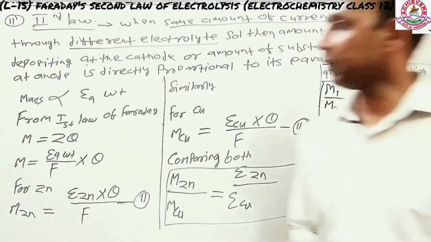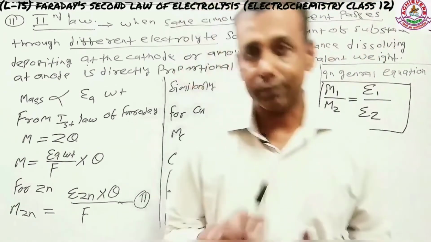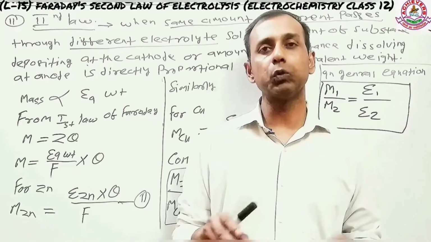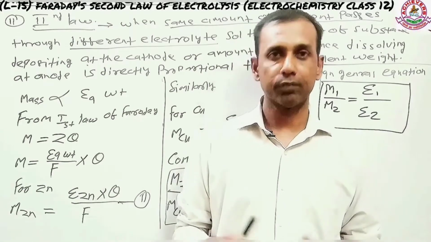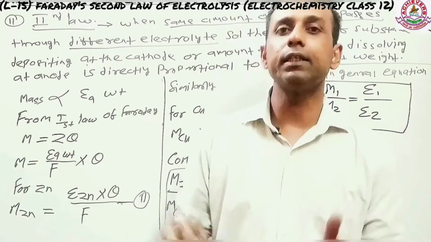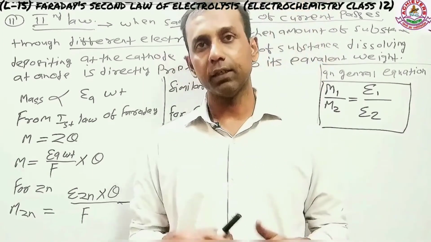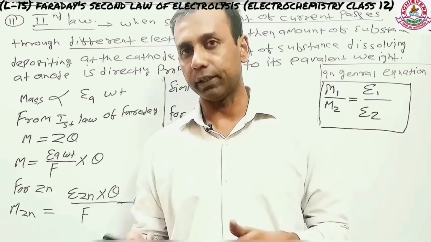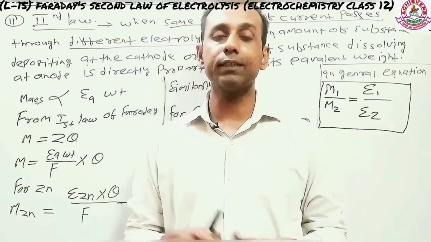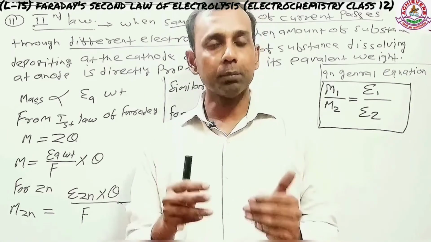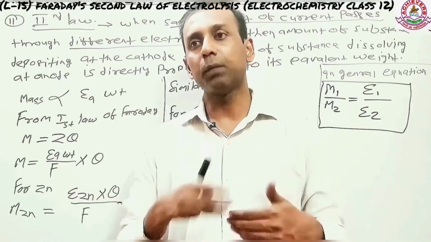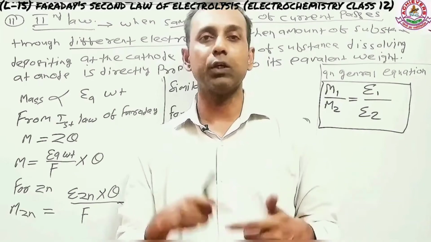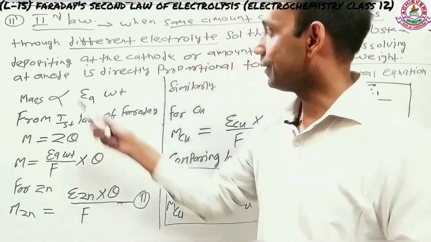Okay, so let me repeat the whole thing. What I was saying is that according to the second law of Faraday's of electrolysis, when the same amount of current passes through two or more different electrolyte solutions, then the amount of substance being dissolved or deposited on the electrode is directly proportional to their chemical equivalent weight. I hope you remember what chemical equivalent weight is. Chemical equivalent weight is molar mass divided by n. What is n? n is the number of electrons required for the reduction. So this is what the statement is.